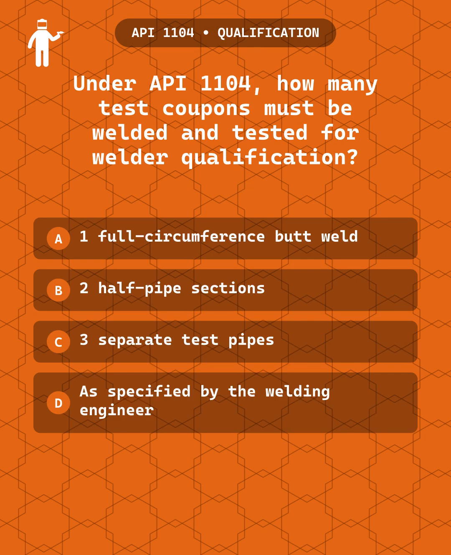Question 2. Under API 1104, how many test coupons must be welded and tested for welder qualification? Is it A, 1 full circumference butt weld, B, 2 half-pipe sections, C, 3 separate test pipes, or D, as specified by the welding engineer?